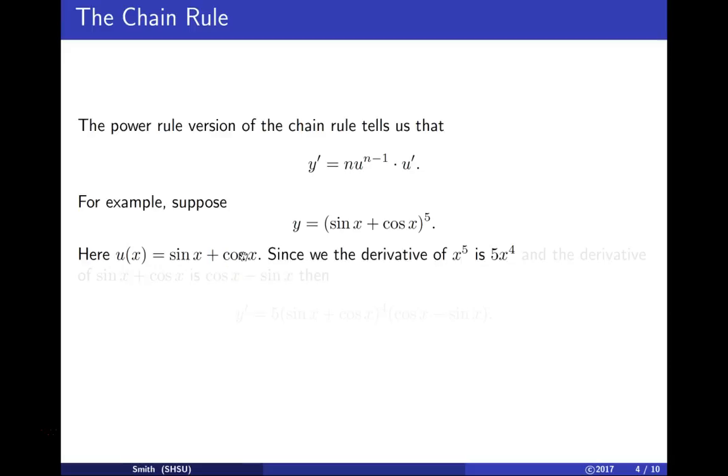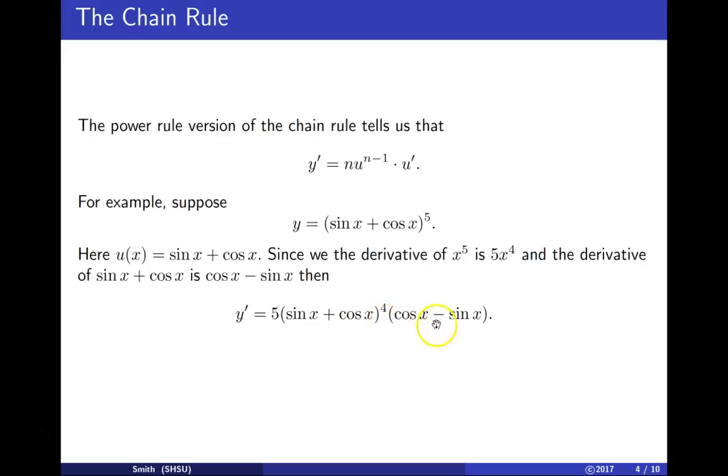Since we know the derivative of something to the fifth power is 5 times that thing to the fourth, and we know the derivative of this inside part, sine x plus cosine x, is cosine x minus sine x, then when I take the derivative of this thing, sine x plus cosine x, to the fifth power, I will get 5 times that thing to the fourth power times the derivative of that thing. The derivative of sine x plus cosine x, again, is this cosine x minus sine x. If y is u to the fifth, then y prime is 5u to the fourth times the derivative of u.